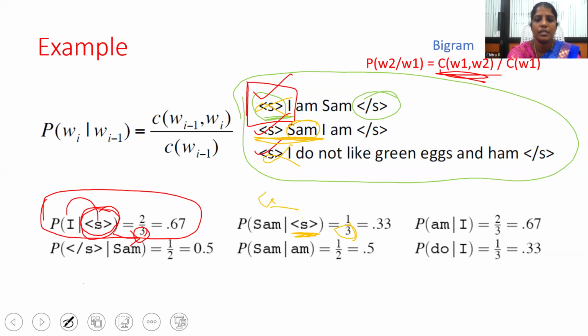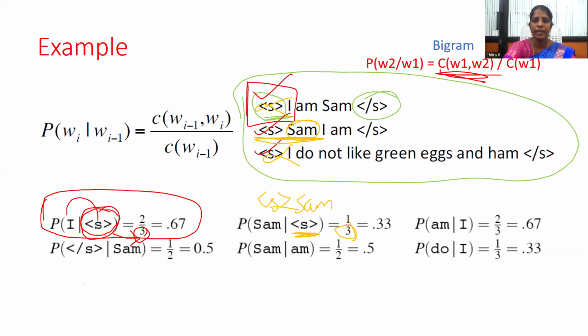Then this is the starting symbol followed by Sam. How many times is it available? The starting symbol followed by Sam is available only once. Right? So it is 1 by 3. This is the probability. In the same manner, I'll find it for I am.